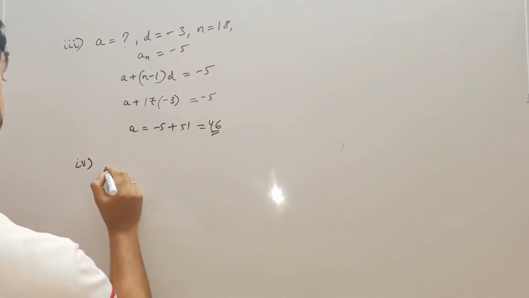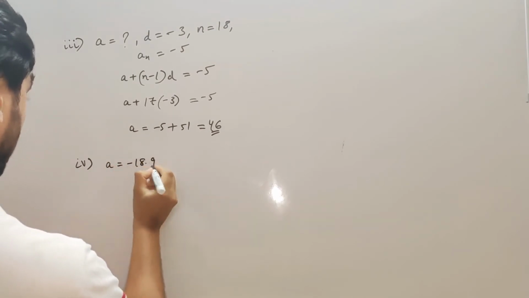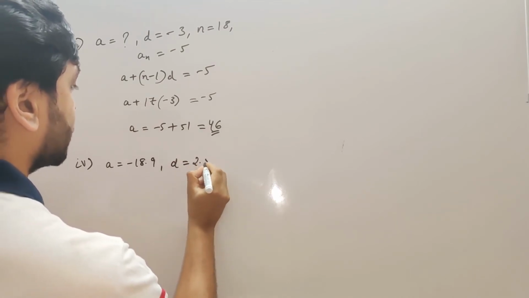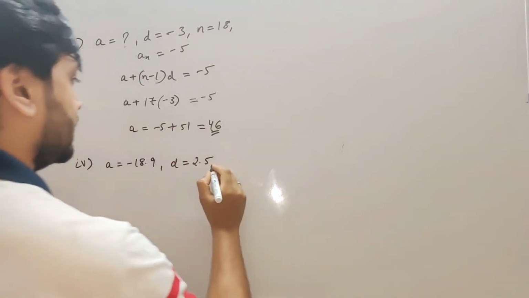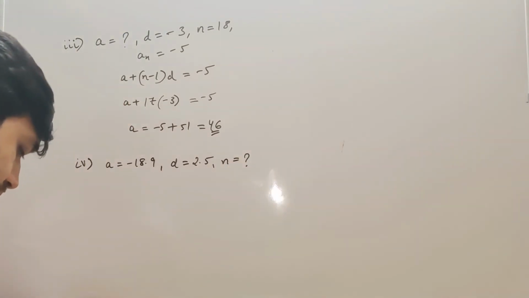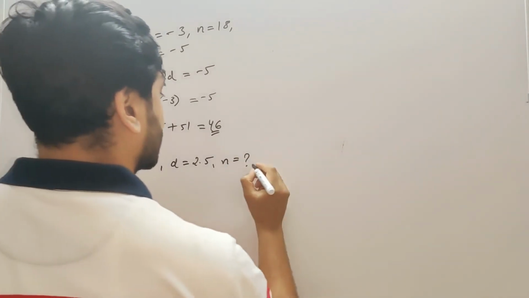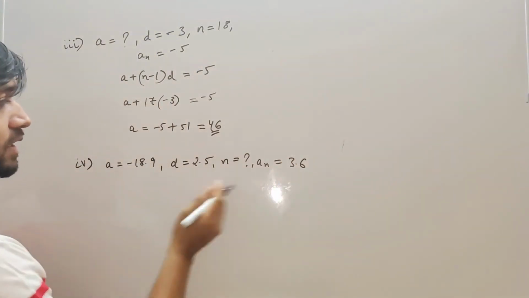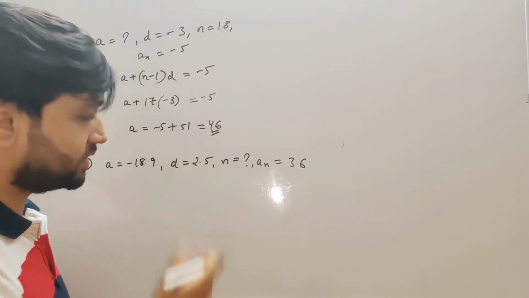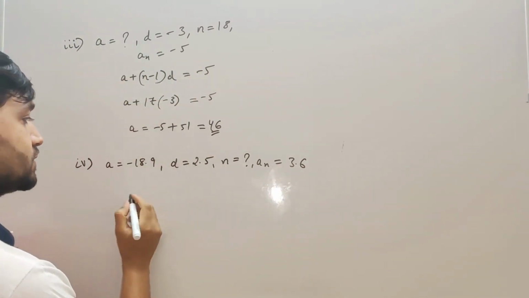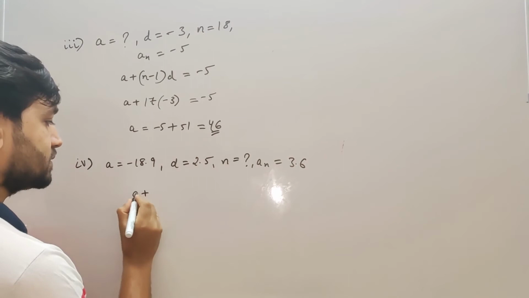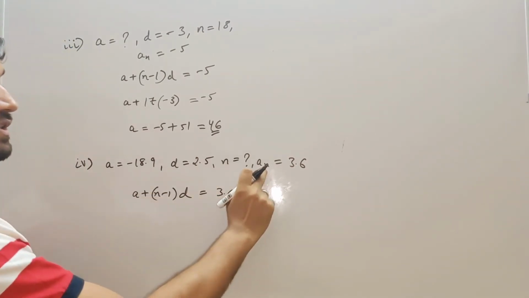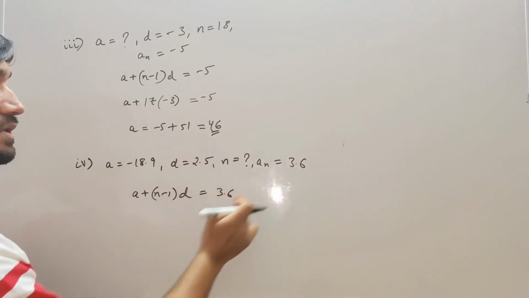The fourth part. In the fourth part, a value is given as minus 18.9. Common difference value is given as 2.5. They're asking n, so n is a question mark, and an is given as 3.6. So here again we use the nth term formula, which is a plus (n minus 1) into d, is equal to 3.6.